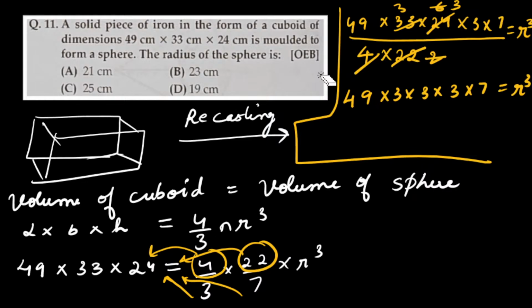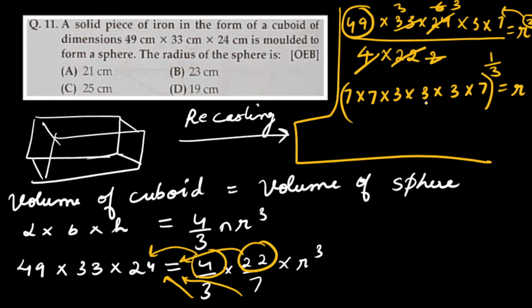See, 49 also I can write, because when we shift cube to the other side it will become cube root. So 49 I am just going to write as 7 into 7. This 49 I factorized as 7 into 7 and this cube I am shifting to the other side. If we shift cube to the other side, it will become cube root. So cube root means power 1 by 3.